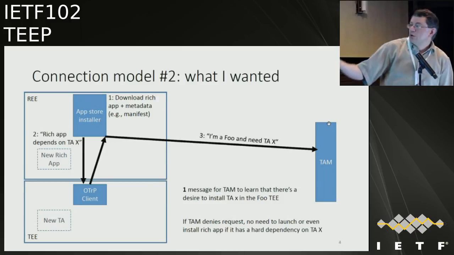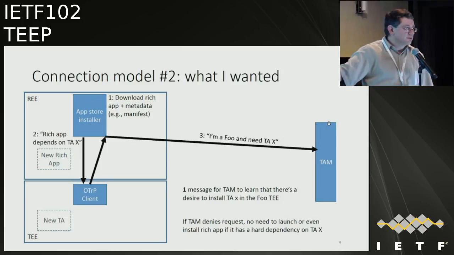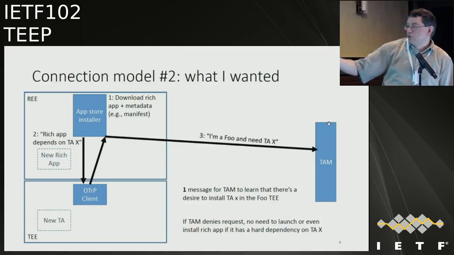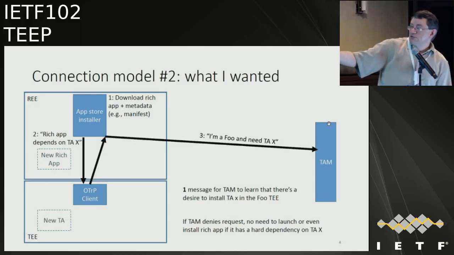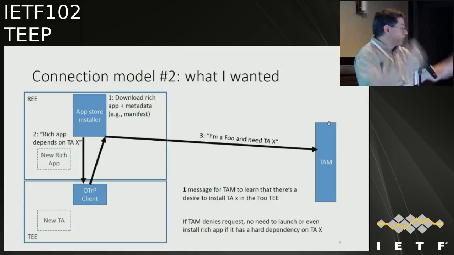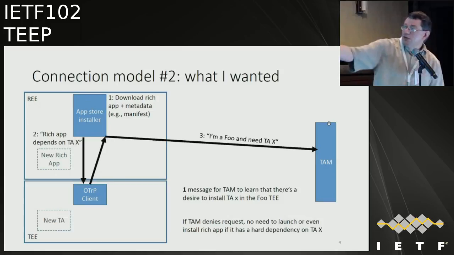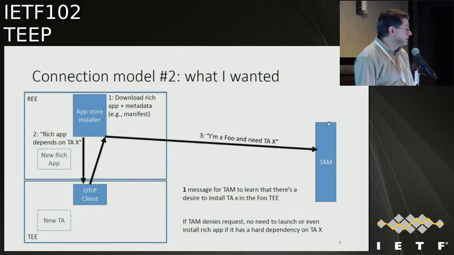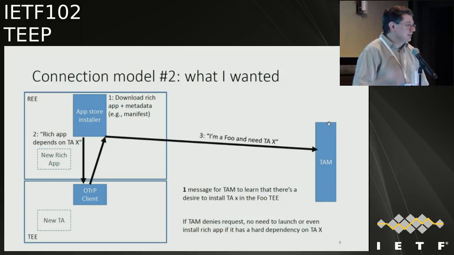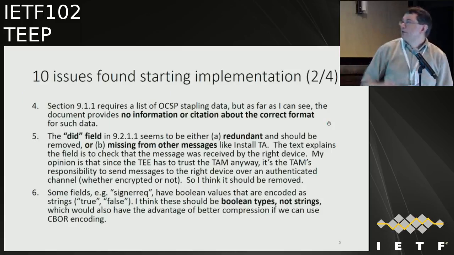Okay, and so what I wanted was one message instead of three to get the information. This doesn't have the problem that David Wheeler is going to talk about, which is that I have to keep track of all the installed TAs over here. It doesn't have that as a requirement. And if he says reject, then there's no reason to even launch this rich application in the future. I don't have to worry about installing the rich application if the metadata says that dependency is a hard dependency. Okay, so that's what I wanted. I couldn't do that, but this is my use case as to what I wanted to implement. And so I started implementing the closest thing that I could, and that's where my comments came from. Okay.